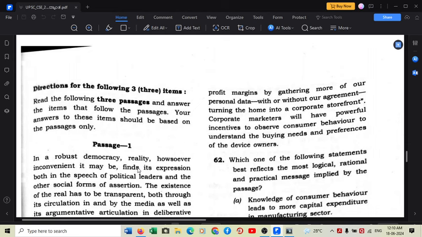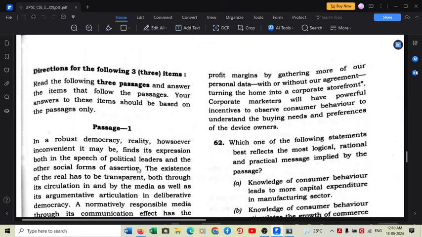Corporate marketers will have powerful incentives to observe consumer behavior to understand the buying needs and preferences of the device owners. So corporate marketers will definitely have powerful incentives when they observe consumer behavior keenly and understand the buying needs and preferences of the device owners. Let's look at what the question is.